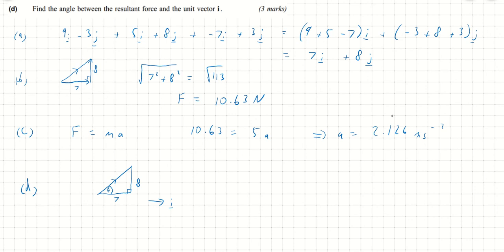So using basic trigonometry, tan theta equals opposite over adjacent, 8/7. So theta is the inverse tan of 8/7, which is 48.81 degrees to 2 decimal places.